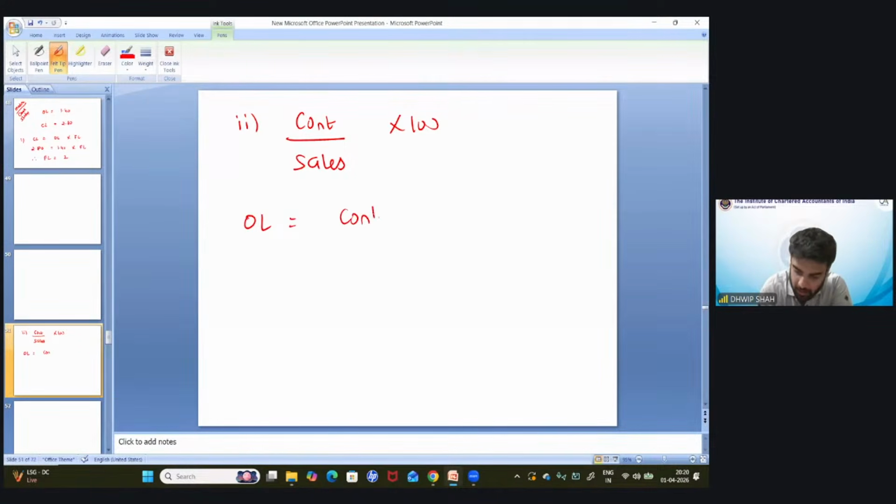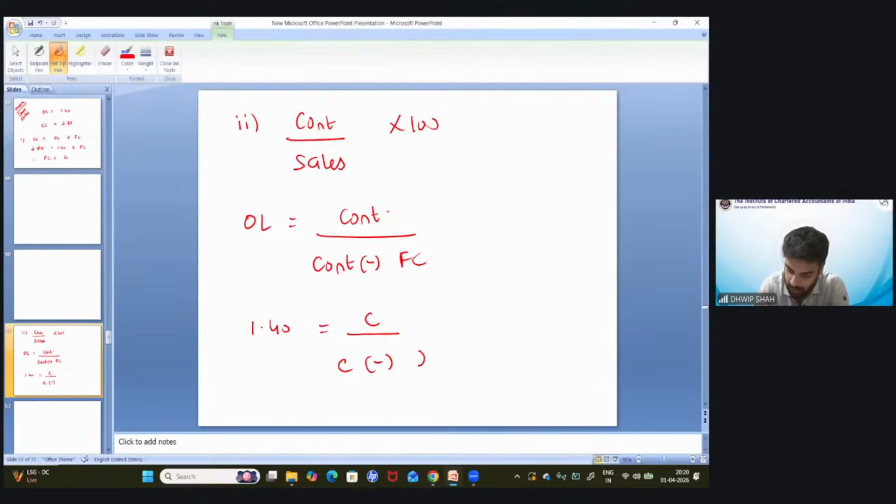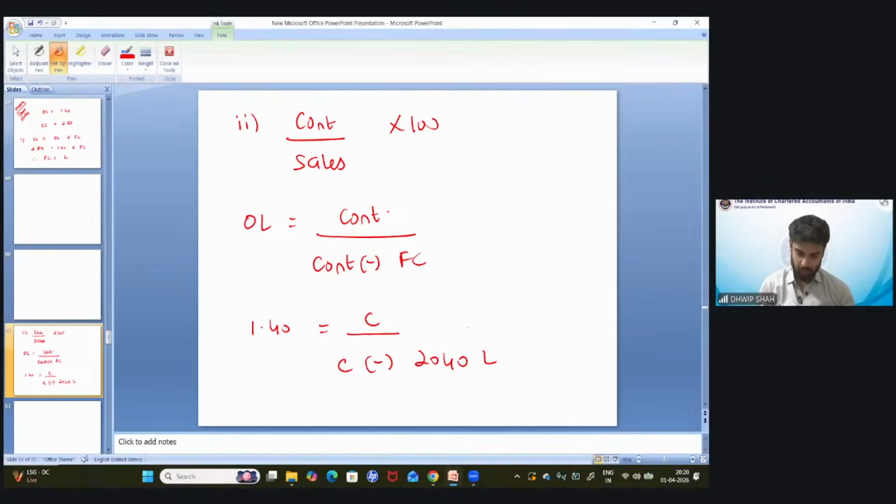Operating leverage is nothing but contribution upon EBIT, and EBIT can be written as contribution minus fixed cost. Operating leverage given 1.4, contribution I don't know, but fixed cost I know, it is 2040 lakhs. Are you following? So 1.4 into 2040, 2856 lakh, is equal to 0.4 contribution. 7140 lakh. Contribution comes to 7140 lakh.